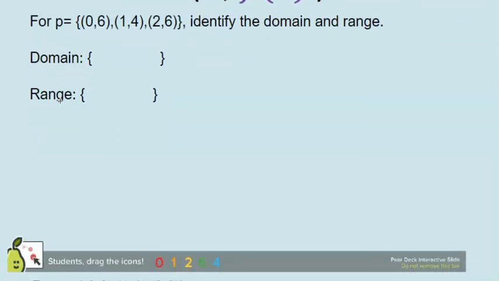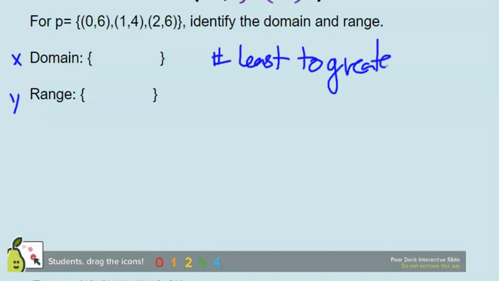For p equals (0, 6), (1, 4), (2, 6), identify the domain and the range. So remember, domain is the x values, range is the y values. Drag the icons to the correct spots. Order them from least to greatest. We are ordering them in a set.